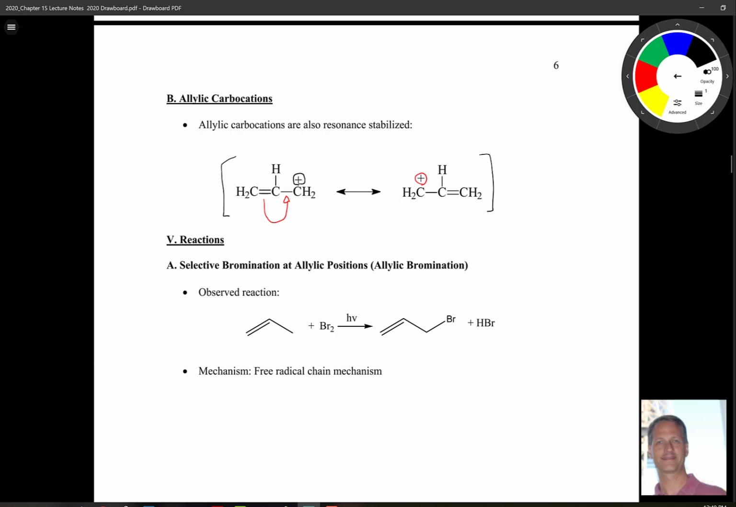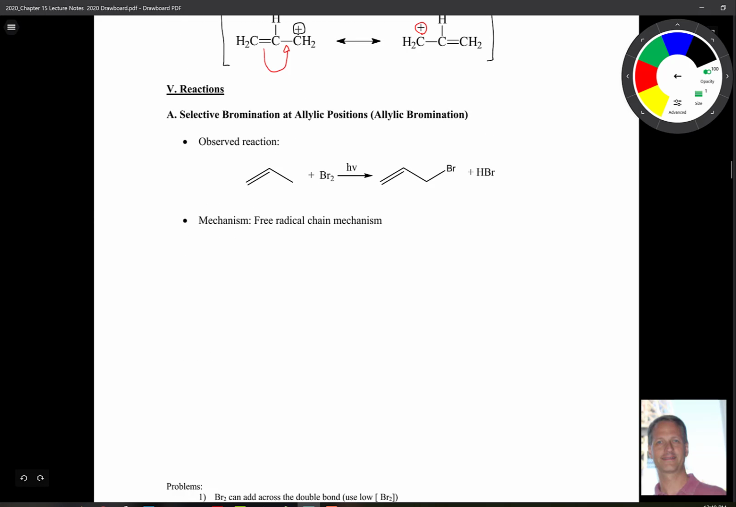Now, let's look at our first reaction of this chapter. It is selective bromination at the allylic position, otherwise known as allylic bromination. The observed reaction here takes an alkene. We have our alkene, we're adding bromine, and then we have light, and we're going to get a brominated carbon atom at the allylic position plus HBr.